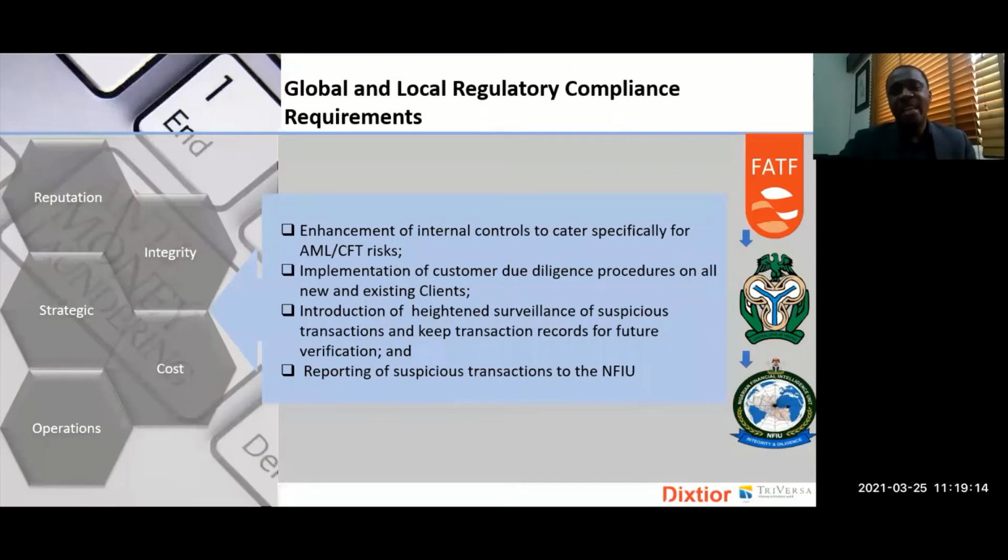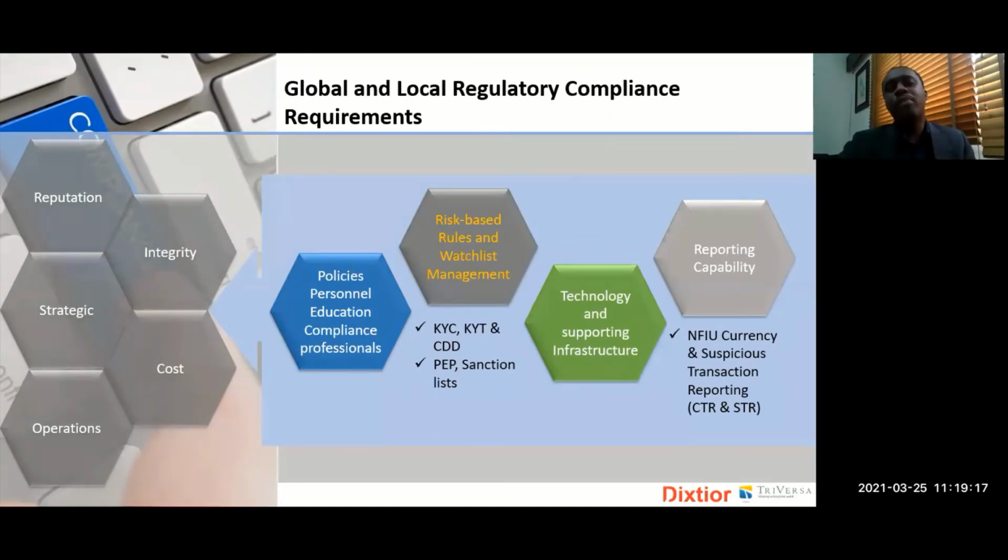to achieve this. Really, what we are talking about is, one, putting policies in place, training our personnel and compliance professionals, while at the same time applying risk-based rules and watch list management. So we're talking about how you achieve KYC, doing risk-based assessment for your KYC, your KYT, and your compliance due diligence, the PEPs and the sanction list that you would need to manage. And of course, you will be concerned about the technology that will support this particular infrastructure or these processes you want to actually put in place.